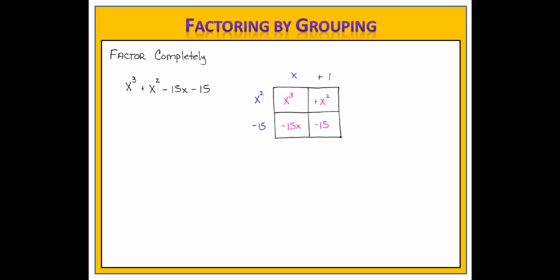Now I look at what I have written on the outside of the grid. I have x plus 1 written at the top. That's my first factor. I have x squared minus 15 written on the left. That's my second factor. And now I have factored the polynomial completely. When factored, x to the third plus x to the second minus 15x minus 15 can be written as x plus 1 times x squared minus 15.